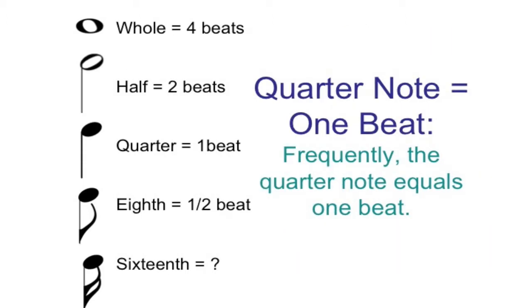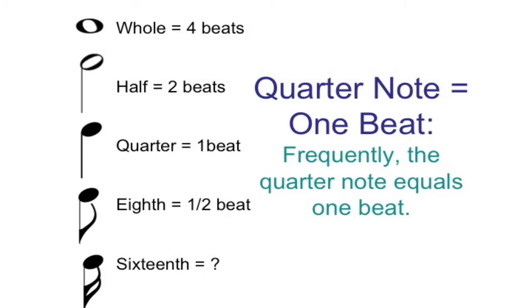Let's start by looking at probably the most common example that you'll find in music. The quarter note equals 1 beat. This is probably most frequently the case. Remember, I said that if a quarter note equals a beat, then the kind of note above it is equal to 2 beats. So a half note would equal 2 beats, and a whole note would equal 4 beats. In turn, for the notes below the quarter note, the eighth note will be half of a beat.